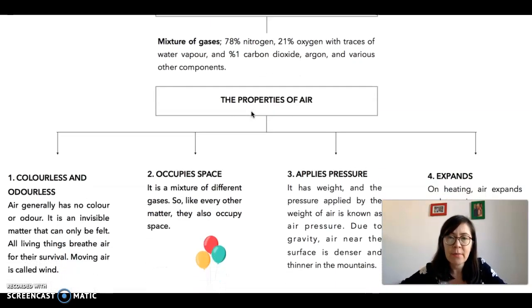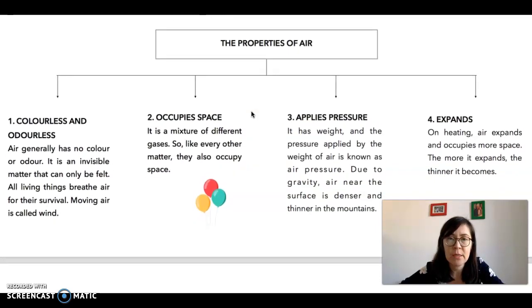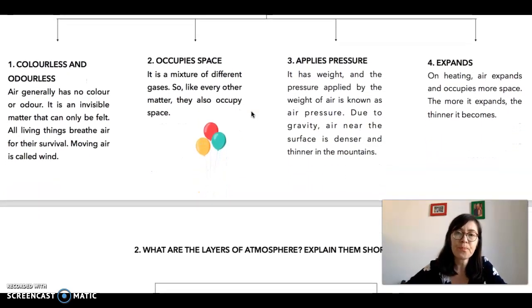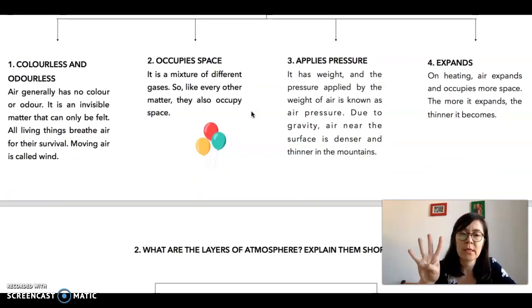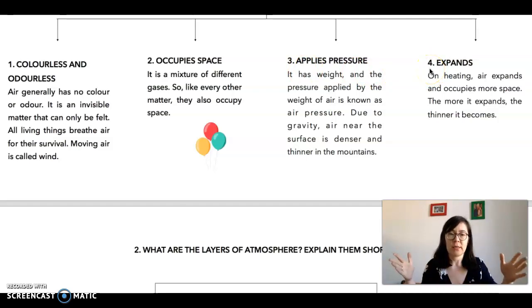Okay, and everybody, if you remember, there are also the properties of air, and before air we studied also the properties of matter and the properties of water. Now we are studying the properties of air, and we are going to talk about 4 properties of air. Number 1, colorless and odorless. Number 2, air occupies space. Number 3, air applies pressure. Number 4, air expands. So let's start with number 1.